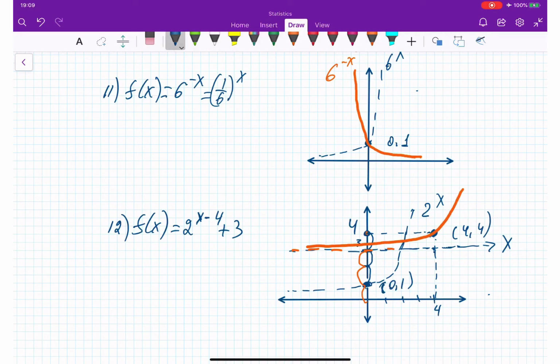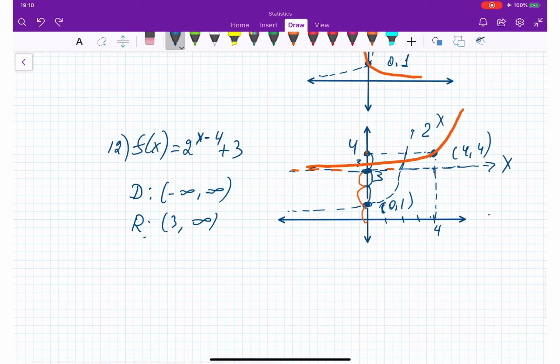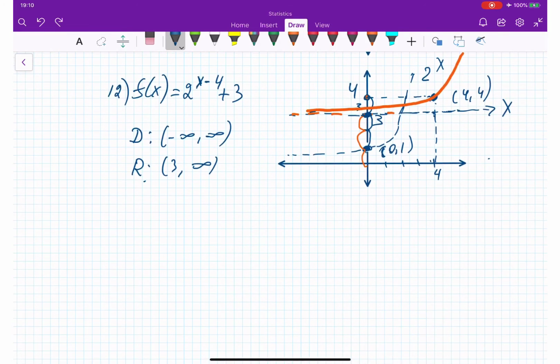Okay, now let's see domain. So it's going to be negative infinity, positive infinity. And the range, it's coming from this point, right? It's running to here. This is our free, correct? So it's going to be from free to positive infinity because it's running up. All right, question number 13.